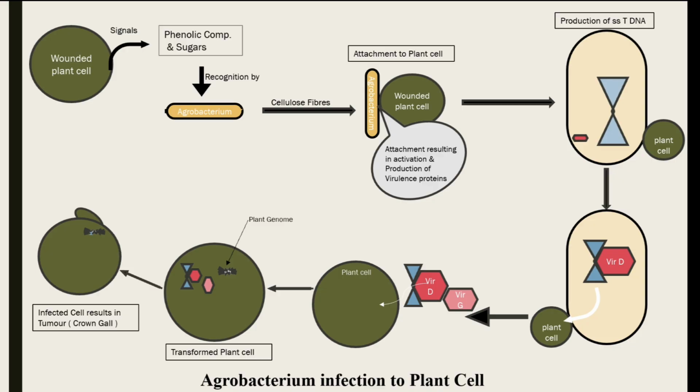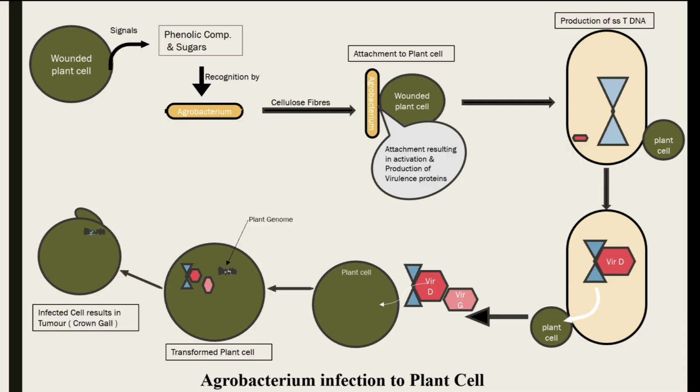As the signal induction occurs in the Agrobacterium cells attached to plant cells, a series of events take place that result in the production of virulence proteins. To start with, signal induction by phenolics stimulates VirA, which in turn activates, by phosphorylation, VirG.